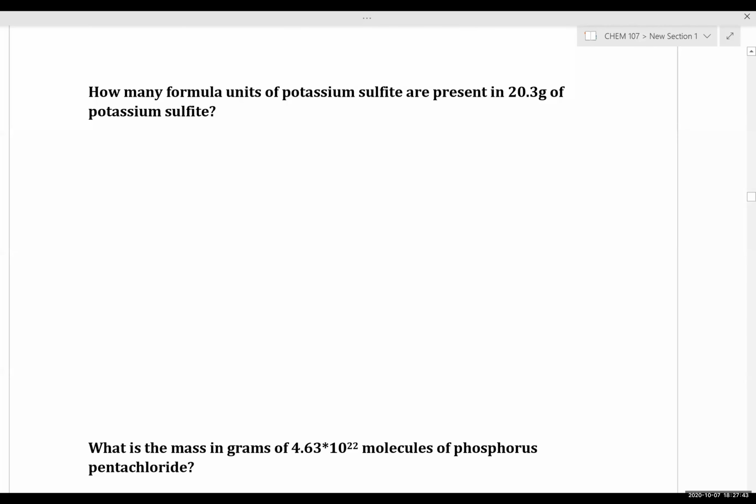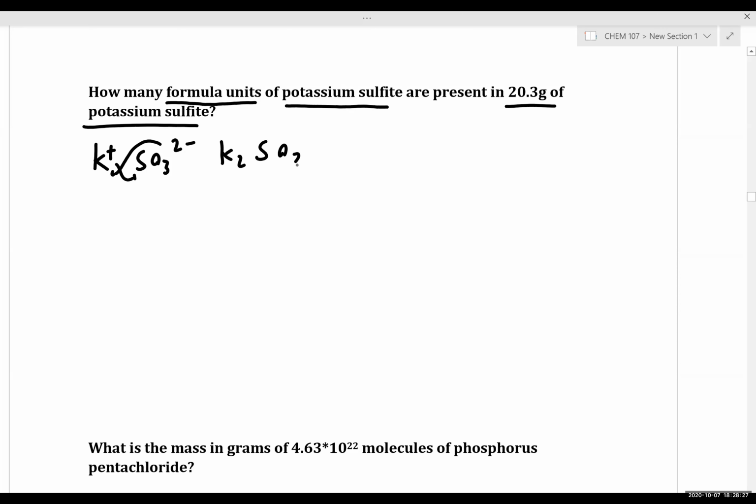So let's look at this example. In this case, we're asked to calculate the formula units of potassium sulfite present in 20.3 grams of potassium sulfite. So our first order of business is to figure out the formula. So potassium sulfite. Does anyone have a proposed formula for potassium sulfite? K2SO3. Yep. So potassium is K plus. Sulfite is SO3, 2 minus. We cross our charges and that gives us K2SO3.